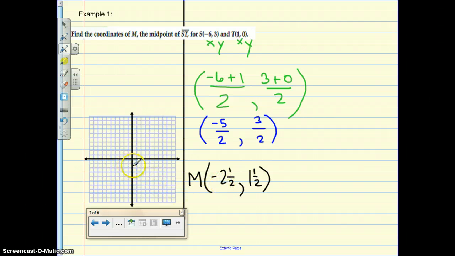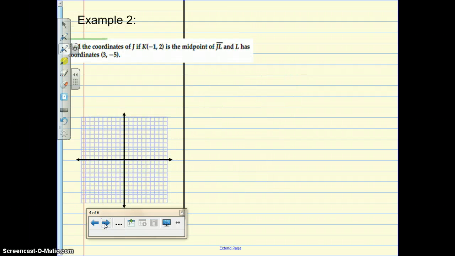Let's check this to see if this looks about right. So negative 1, 2, 3, 4, 5, 6, 3. So one of our endpoints, S, is right over here. The other endpoint, 1, 0, T, is over here. So our midpoint should be somewhere in the middle. So let's check. Negative 2.5, 1.5 is right there. And my line isn't very straight, but you can see that that looks like the middle. So we're checking out okay. So a graph is a great way to touch base with yourself, see if your answer is reasonable.